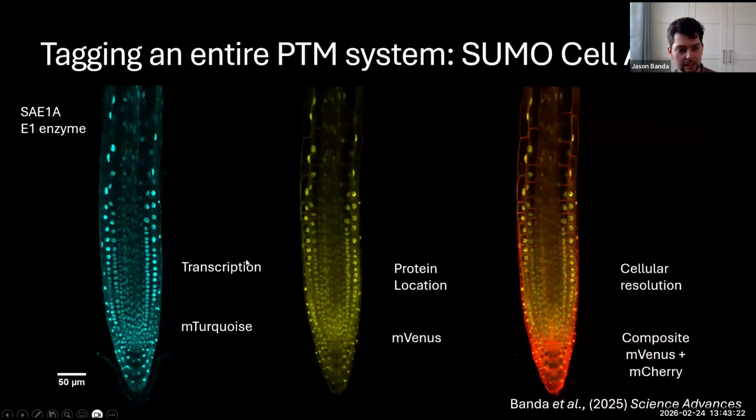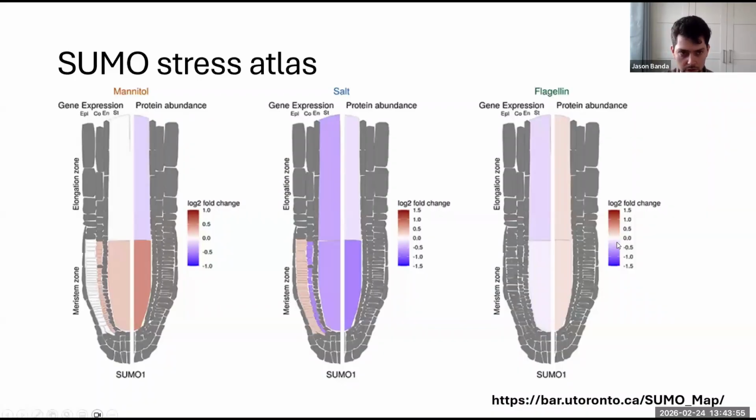And you can see that in the case of this E1 enzyme, the nuclei light up, basically that's where the gene is being transcribed. You can see the protein localization in yellow, and it's also a bit hazier than the turquoise channel. That's just because the protein is also localized outside of the nucleus in the cytosol. And then we have the cellular resolution by adding a red membrane marker as well into this mix. So this allows you to look at tissue-specific changes. This we then used to look at different stresses.